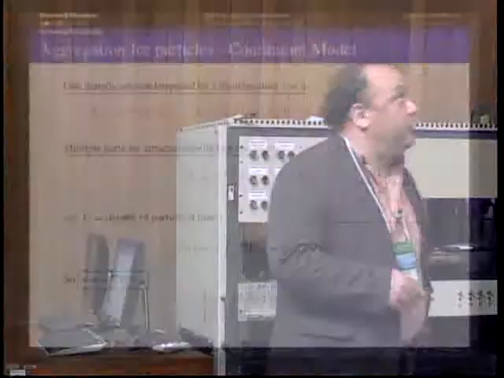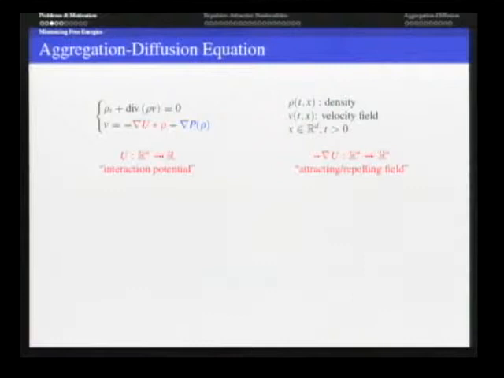Okay, so just to set up the problem again, I will be discussing equations of that form, continuity equations where the velocity field is minus the gradient of the potential convolved with rho, and sometimes there will be an additional term that will be the gradient of some pressure function, leading to a kind of nonlinear diffusion term. You can think about this gradient of the potential as the attracting repelling field generated by the particles.